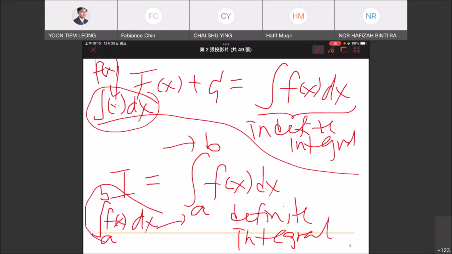And this whole thing, the definite integral symbol, represents the Riemann sum of the function from a to b, and it is a number. This is the symbol called the indefinite integral, which represents a collection of antiderivative functions. So the indefinite integral is a function, whereas the definite integral is a number. Okay, so these are two totally different things.